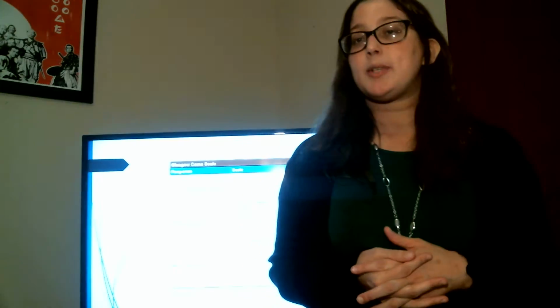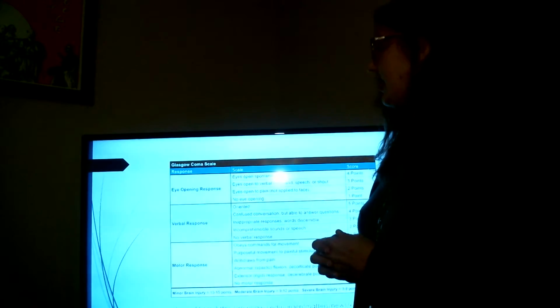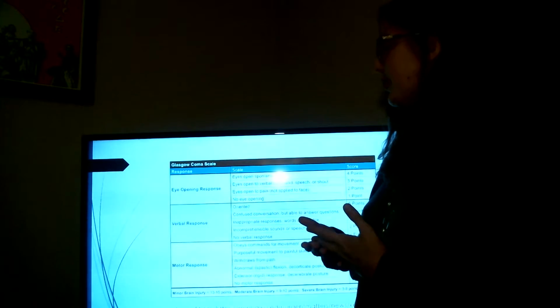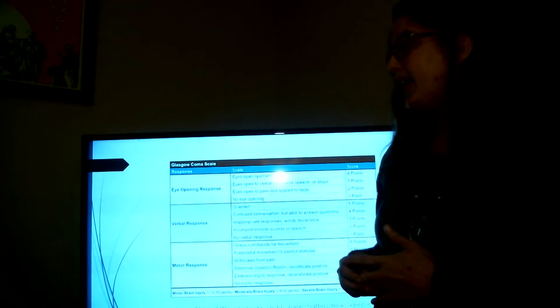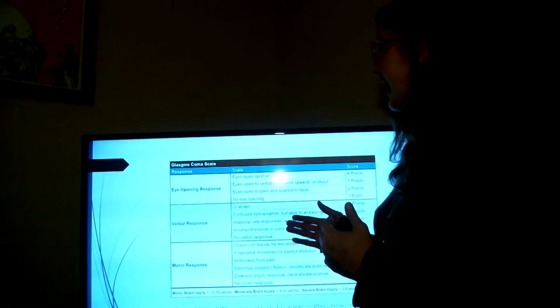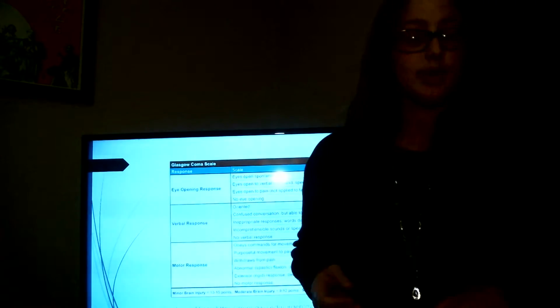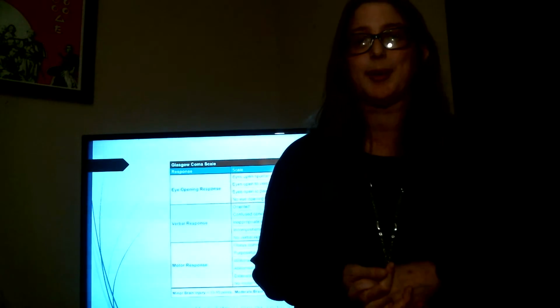The Glasgow Coma Scale just consists of these various little segments. You assess the patient's eye-opening response, verbal response, and the motor response of the patient, and you give them each a number, and you add the numbers up, and it gives you your result. It's just a simple thing to use to assess the neurological status of your patient.